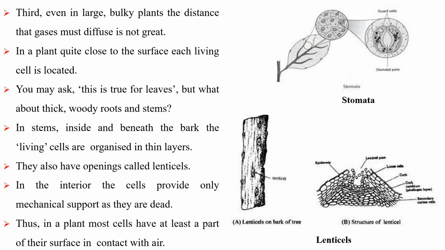Third, even in large bulky plants, the distance that gases must diffuse is not great. In a plant, quite close to the surface, each living cell is located. You may ask, this is true for leaves, but what about thick woody stem and root? In stems, inside and beneath the bark, the living cells are organized in thin layers. They also have openings called lenticels. In the interior, the cells provide only mechanical support as they are dead. Thus, in a plant, most cells have at least a part of their surface in contact with air.